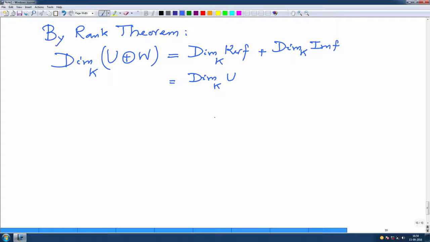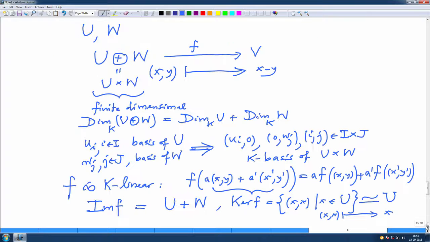Oh, I made a little mistake. So, let me go back to the earlier page. Okay. So, the kernel of f is not isomorphic to U, but isomorphic to U intersection W. Because when we write (x, x), x should be in U as well as x should be in W. So, this is really U intersection W, the map goes inside that, and which is clearly K linear and a K isomorphism.